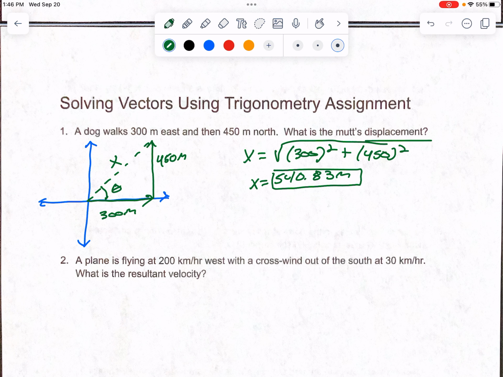If you feel like you need to pause this video at any time and you want to work a problem out and then see if it works, by all means do that. I'm trying to just get through this video fairly quickly, so just pause and rewind when you need to. So now we're going to find our angle.